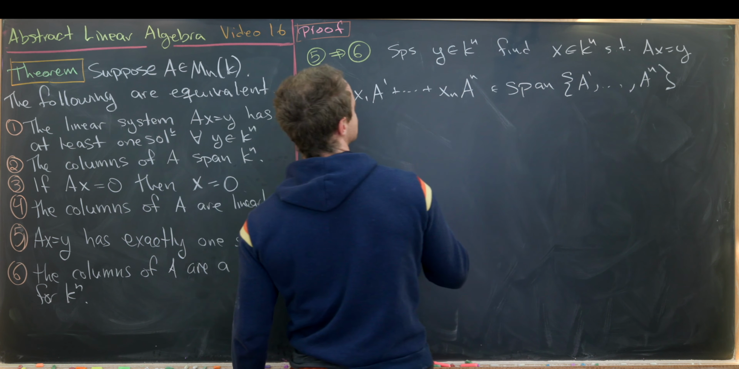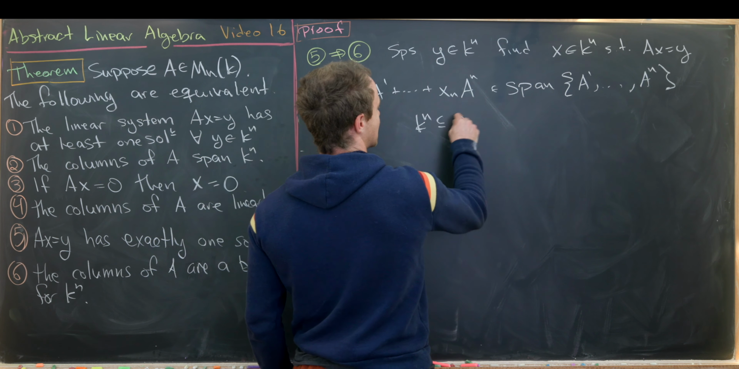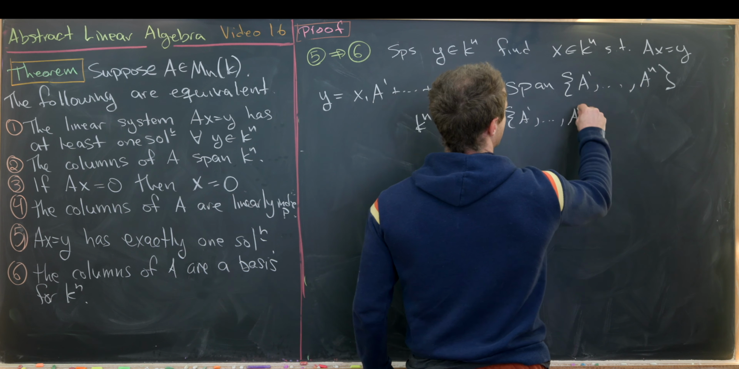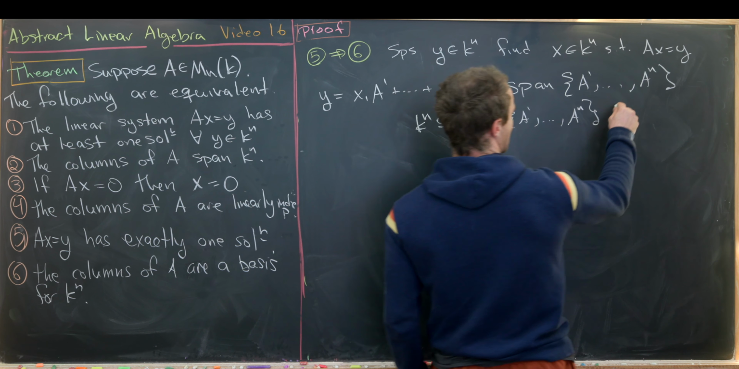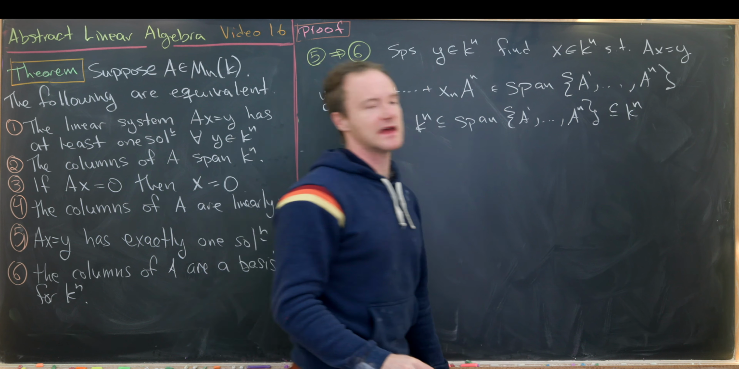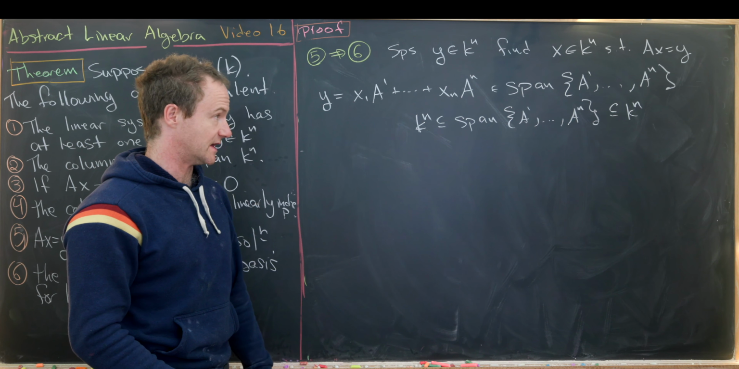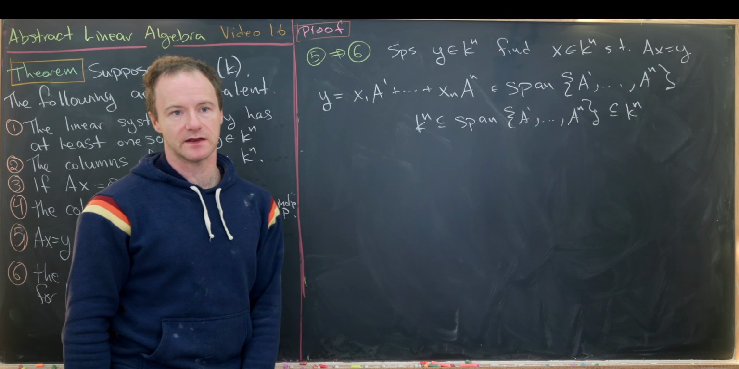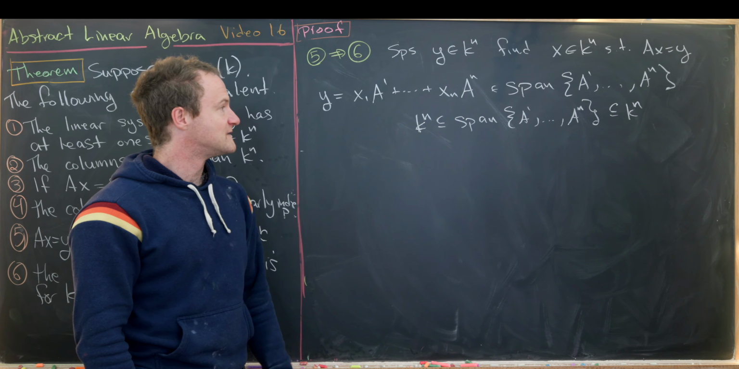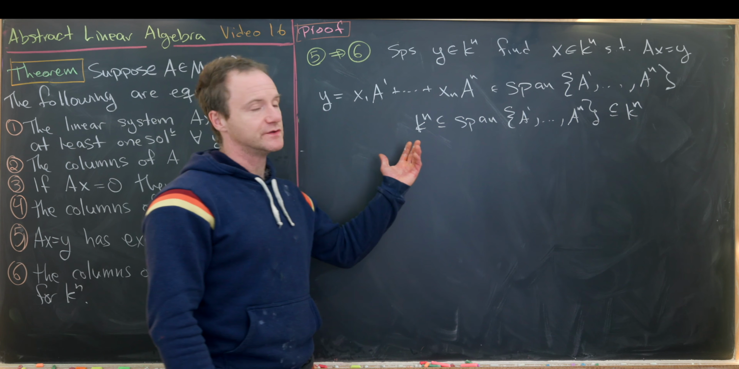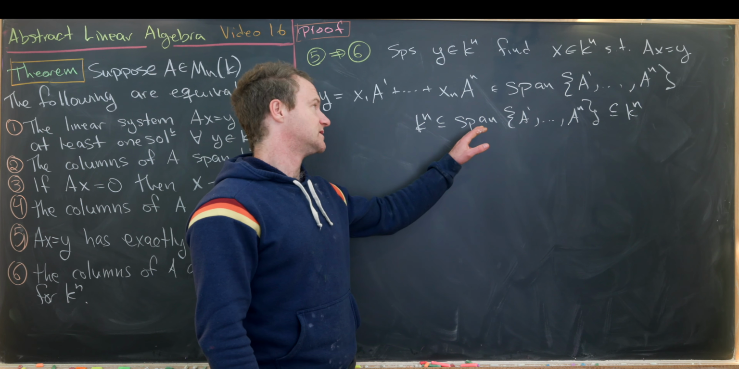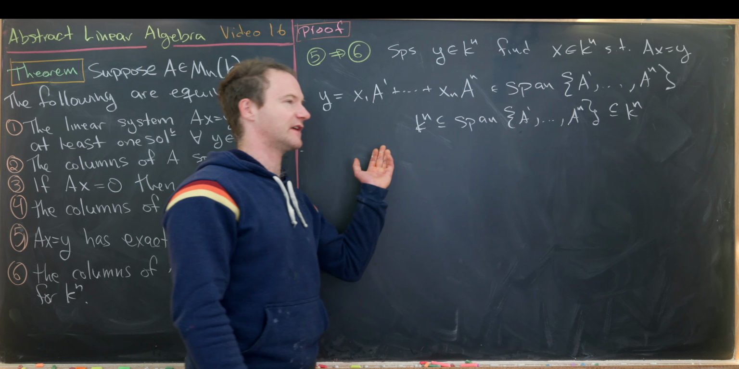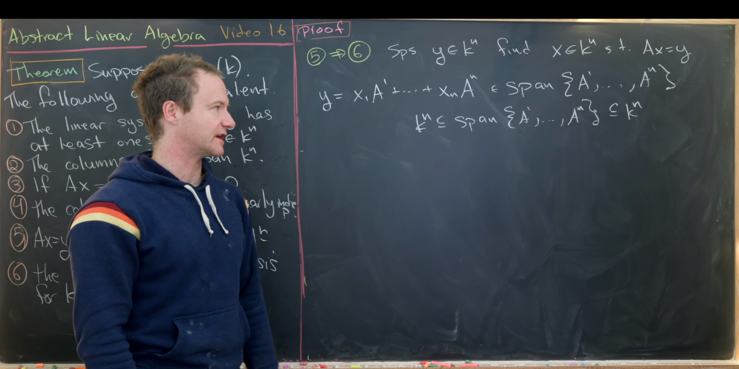Great, but that tells us that Kn is a subspace of the span of the columns of A. But the span of the columns of A is clearly a subspace of Kn because it's a span of vectors in Kn. But that means that the span has to be equal to Kn. Okay, now we can use a dimension argument again to say that since we've got exactly n vectors here in an n-dimensional vector space, then they also have to be linearly independent.